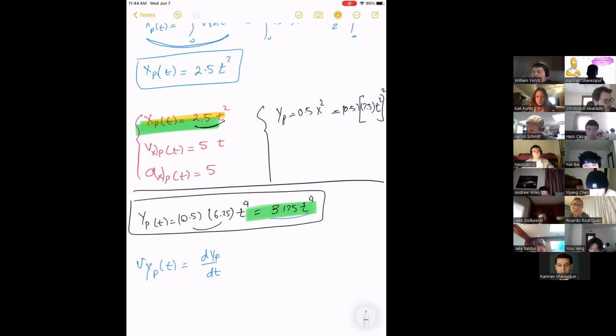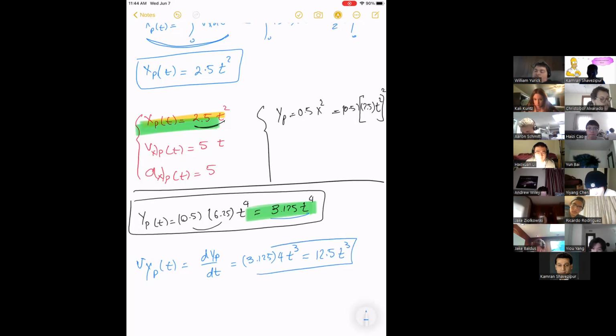Which if you use this, you're going to get 3.125 times 4 t cubed. And if you do that, this times 4 is going to be 12.5 t cubed. Right? And the unit is going to be feet per second. Here, the unit is feet. Correct?